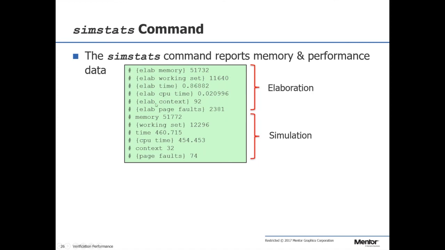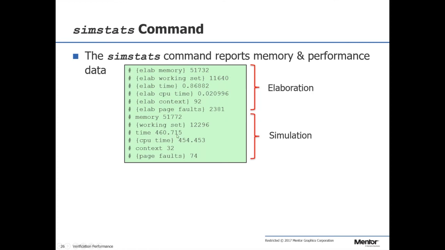What SimStats does is it gives you a couple of things. It says how much time was spent in, if you've done the two-step flow, vopt, how much time was spent in elaboration, and then how much time was spent simulating. And it'll give you two different things, and it's mainly the simulation one I'm looking at.